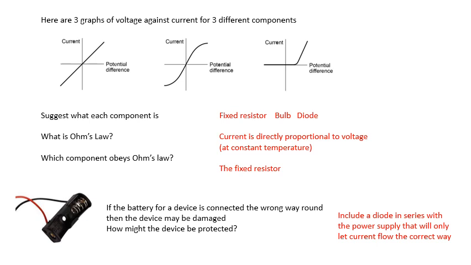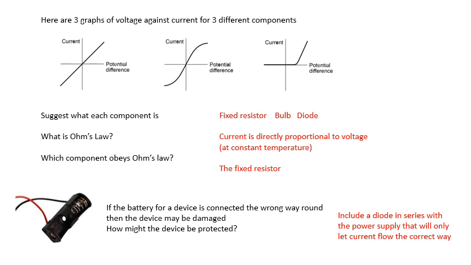What is Ohm's law? Well, current is proportional to voltage. We should put in brackets at constant temperature. And which of those components obeys Ohm's law? Well, the fixed resistor, because it's a straight line.